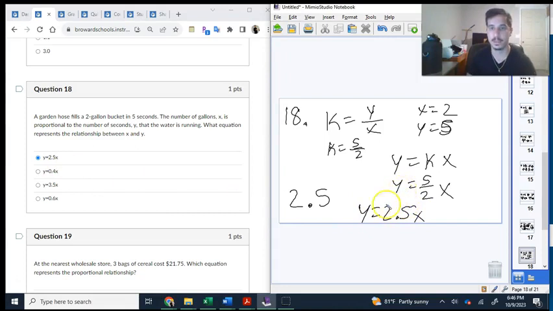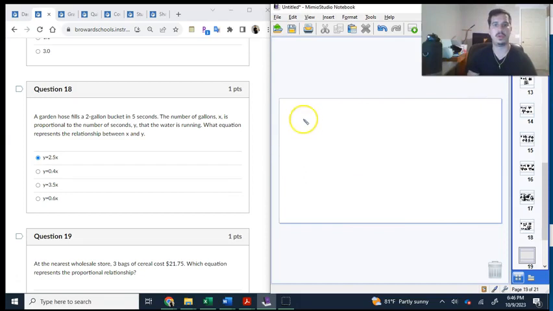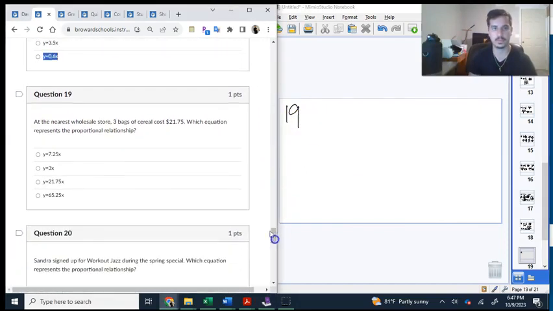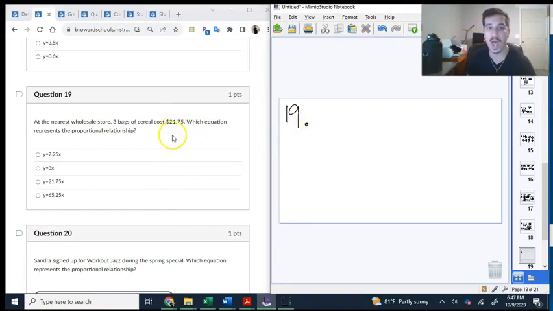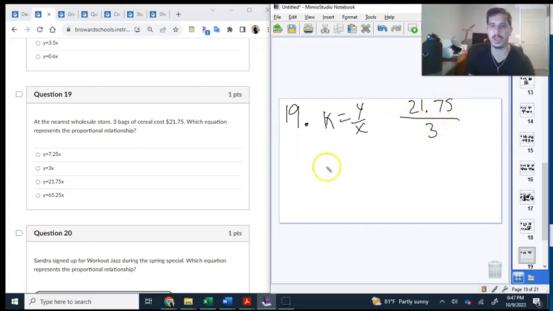All right? Number 19. At the nearest wholesale store, 3 bags of cereal cost $21.75. Which equation represents a proportional relationship? Well, the cost is going to be Y. The amount of bags of cereal is going to be X. K equals Y over X. So that would be 21.75 over 3. Okay?